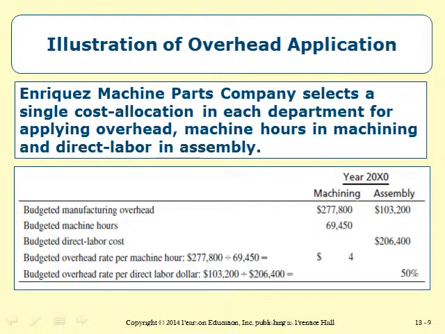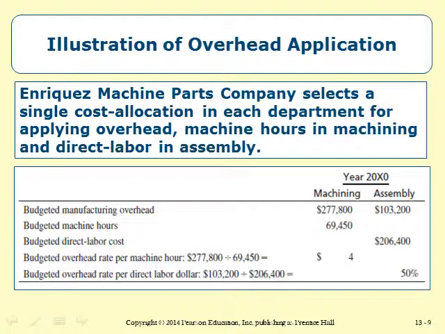Same is true with assembly. Assembly is spread based on budgeted direct labor cost. And so we have assembly manufacturing overhead of $103,200. That's estimated. We had budgeted direct labor cost of $206,400, to get a budgeted overhead rate per direct labor dollar of 50%, or the $103,200 divided by the $206,400. And so for each assembly direct labor dollar incurred, we apply a 50% manufacturing overhead rate.